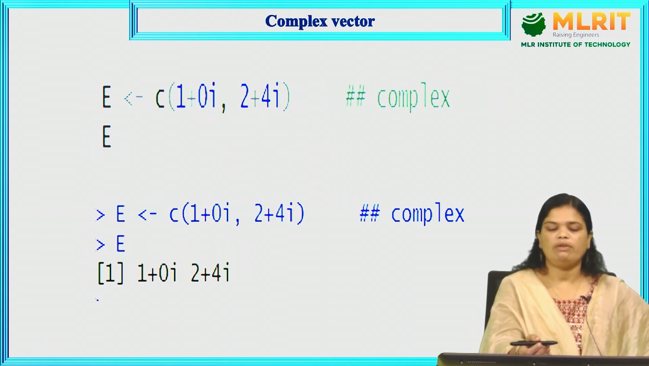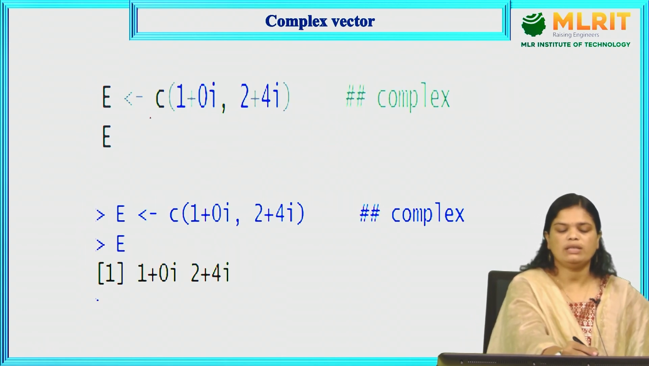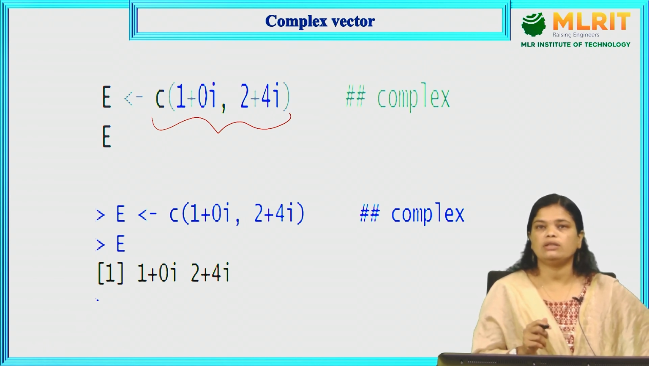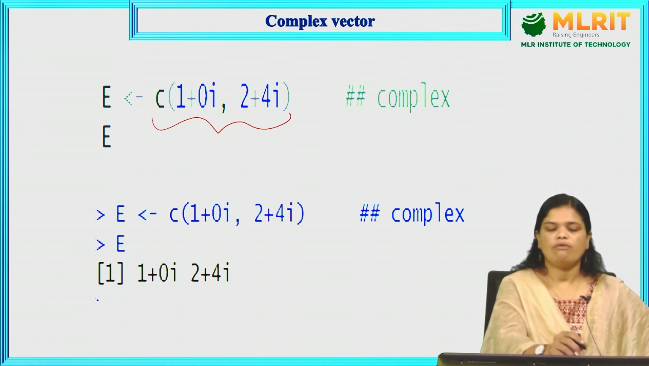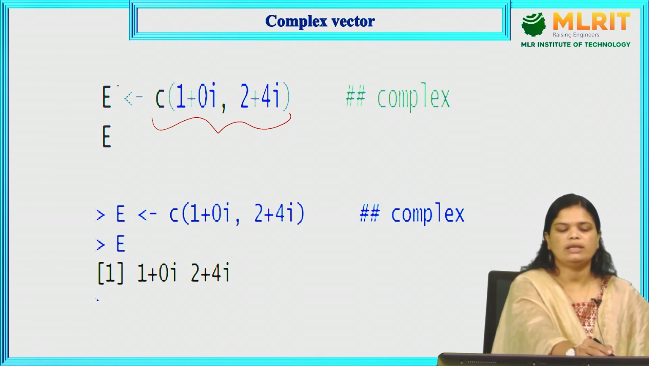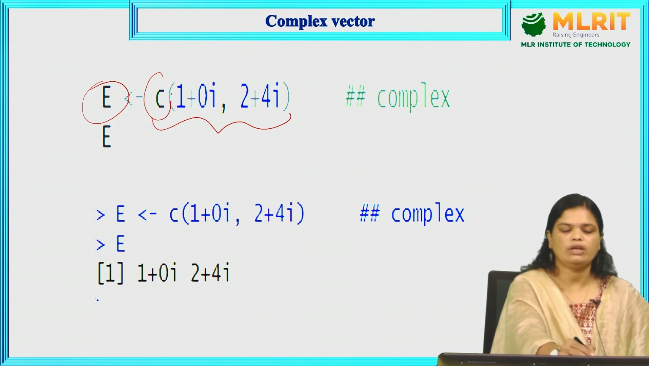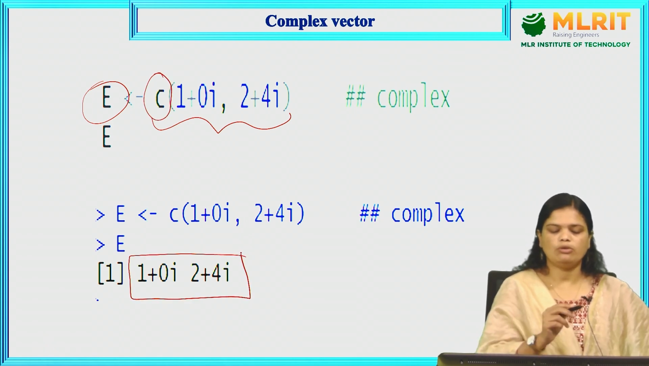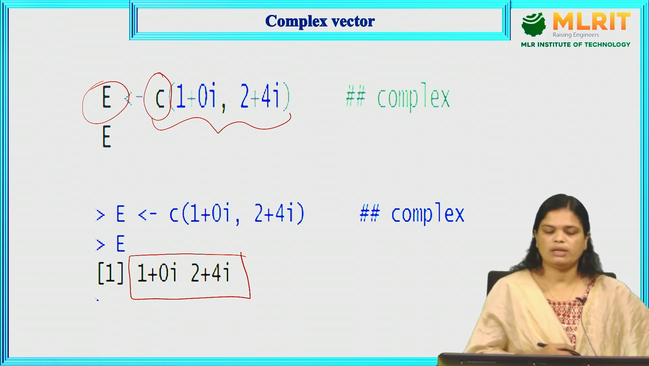One more vector creation is the complex vector. We are using complex numbers here. We are taking the 2 complex numbers, 1 plus 0i and 2 plus 4i, that we are storing in E here. The same thing, we are using the combine function. When we try to view the output, we will get the output like this.